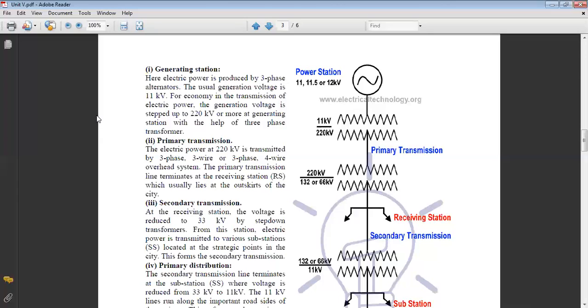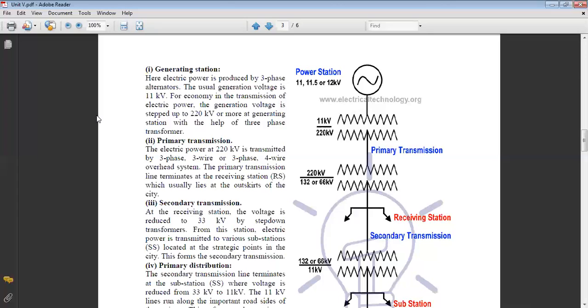Now the question is, why is it 11 kV? Because 11 is the easiest number, which is multiplied with the form factor. Already we have studied this in module 2. That is, the average generated voltage needs to be transferred to the RMS value, and the ratio is known as the form factor. So everything is multiplied by that 1.1. Okay, so it is in the range of 11 kV.